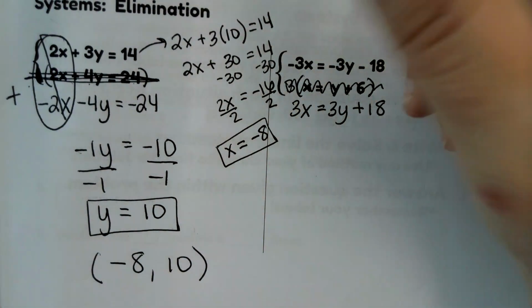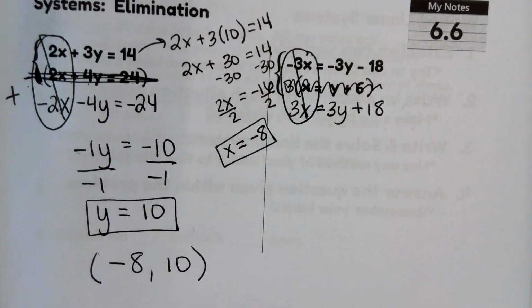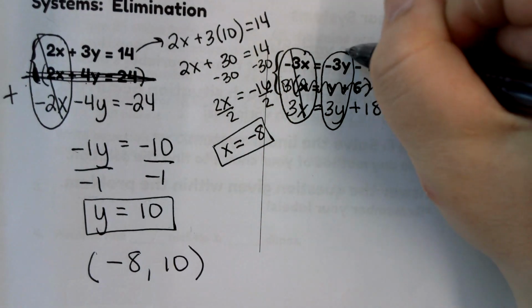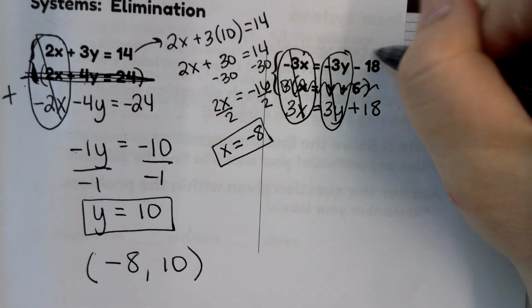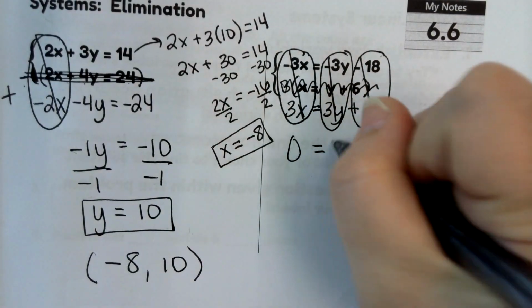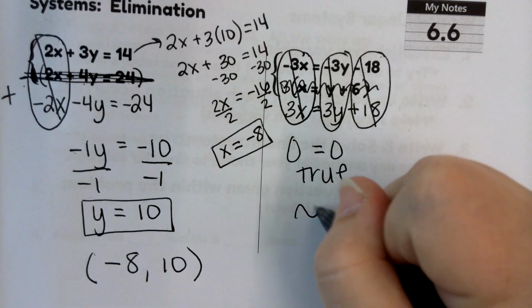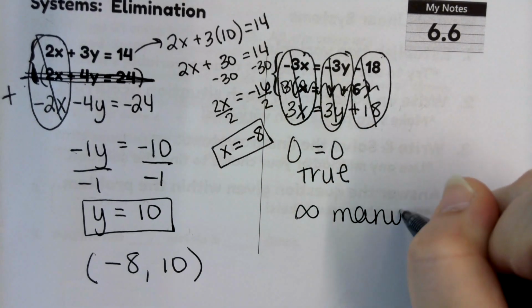Look what I can eliminate. I can eliminate my x's because they're opposites. I could eliminate my y's because they're opposites. And I could eliminate my constants. So I'm left with 0 equals 0, which is a true statement. So it's infinitely many solutions.